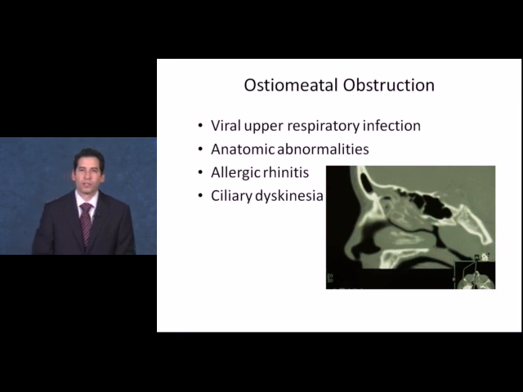Ostiomeatal obstruction can lead to sinusitis, and obstruction of the ostiomeatal unit may be caused by inflammation from a viral upper respiratory infection, anatomic abnormalities within the nasal cavity such as septal deviation or enlargement of the turbinates, swelling due to allergic rhinitis, or due to ciliary problems such as ciliary dyskinesia, which would result in stasis of mucus within the sinuses and subsequent edema.